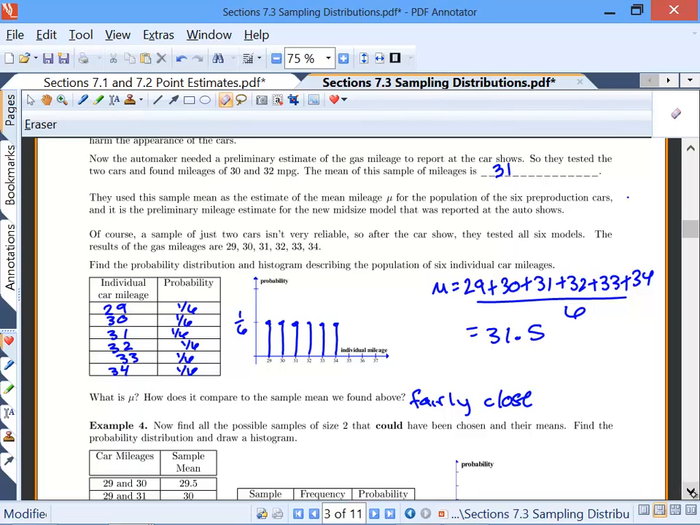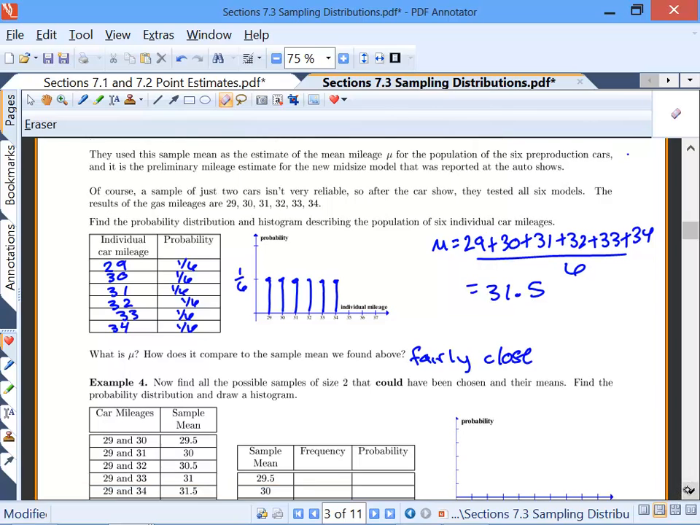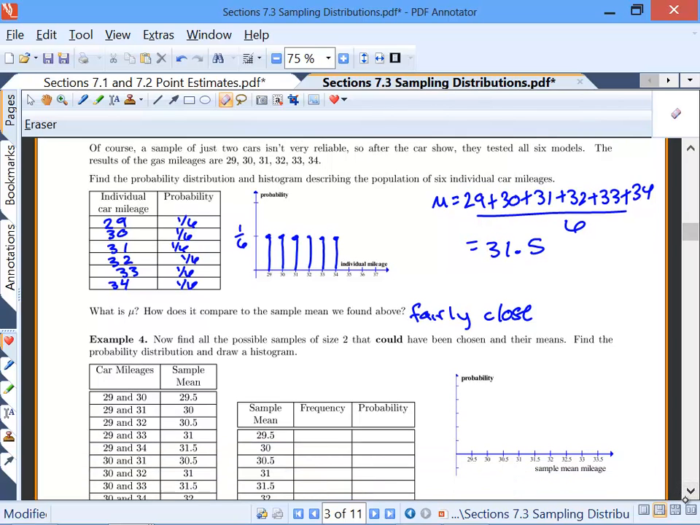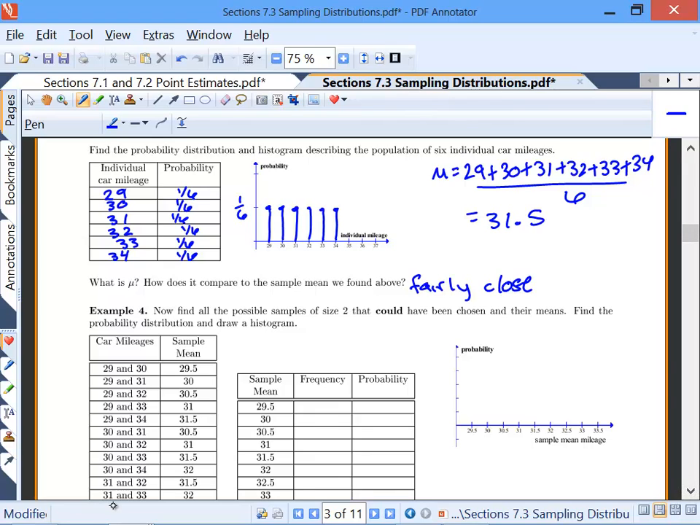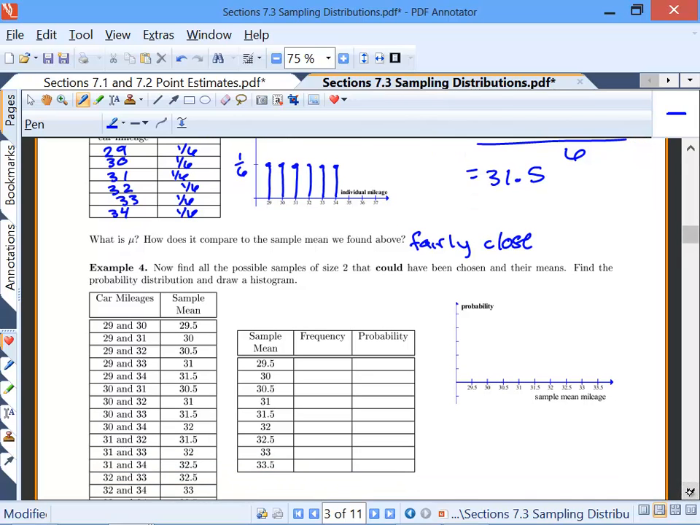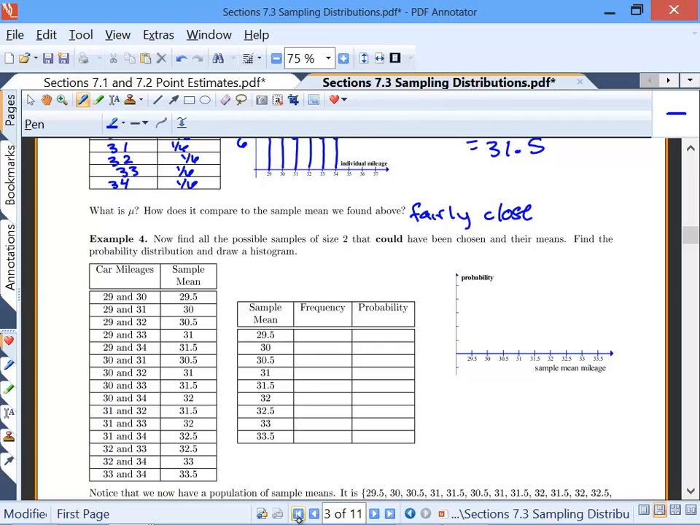So now let's go through and find all of our possible samples of size 2 that could have been chosen and their means. And then we'll find the probability distribution and draw the histogram. Okay. So I've already done some of the work for you. So for all the samples, I could have picked the 29 and 30, 29 and 31, etc. And here are all of the sample means. So all we need to do is find the frequency for each one and the probability and then graph it.